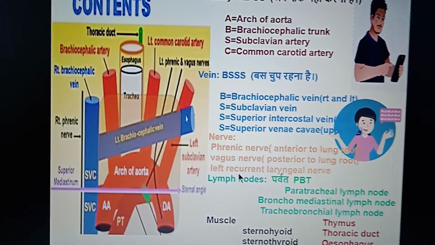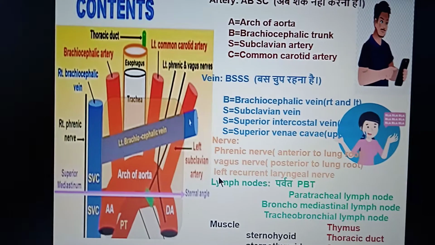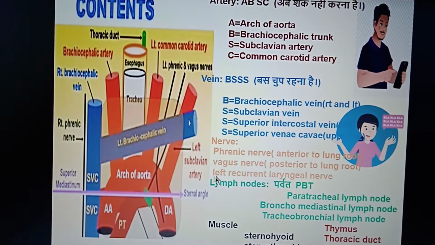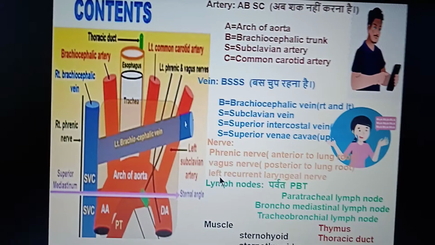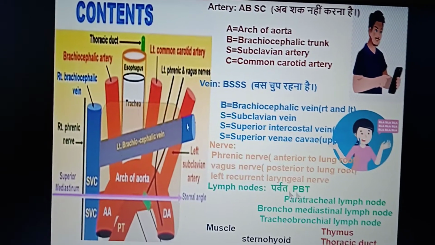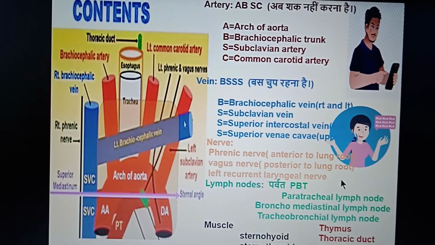And one child is always quarreling, LR, one child is quarreling. So the left recurrent laryngeal nerve. Another one is the left recurrent laryngeal nerve.